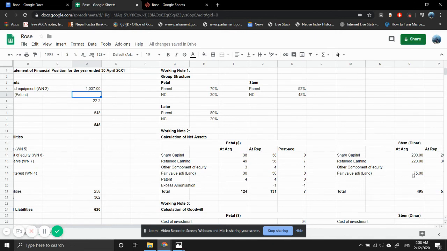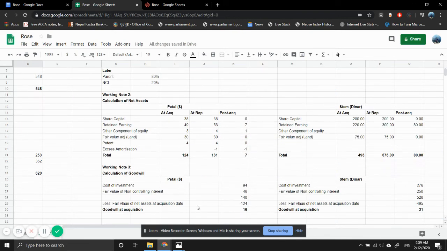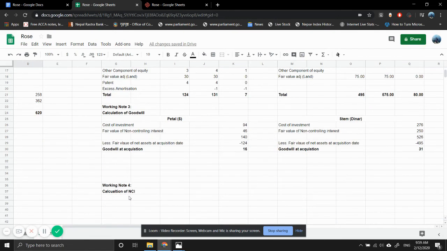No, nope, nope. What we need to do is create a separate working note. Okay, so this will be a separate working note. It's not that easy. We have to do some translation over here as well, because remember this figure is in dinar, so we will have to account for that as well. So let's look at NCI first of all.